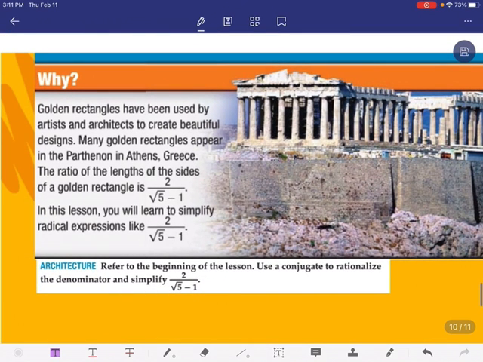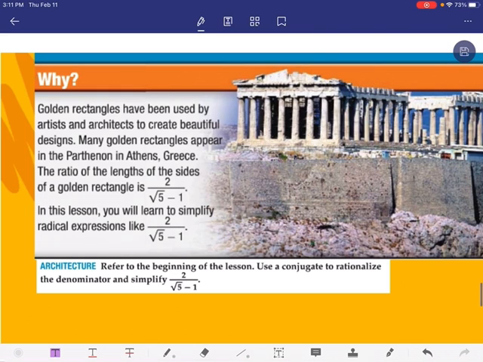Now the last type of problem that we have to look at. So we have a word problem here, which is fine. It's just an application problem. So it says, golden rectangles have been used by artists and architects to create beautiful designs. Many golden rectangles appear in the Parthenon in Athens, Greece. The ratio of the lengths of the sides of a golden rectangle is 2 divided by the square root of 5 minus 1.